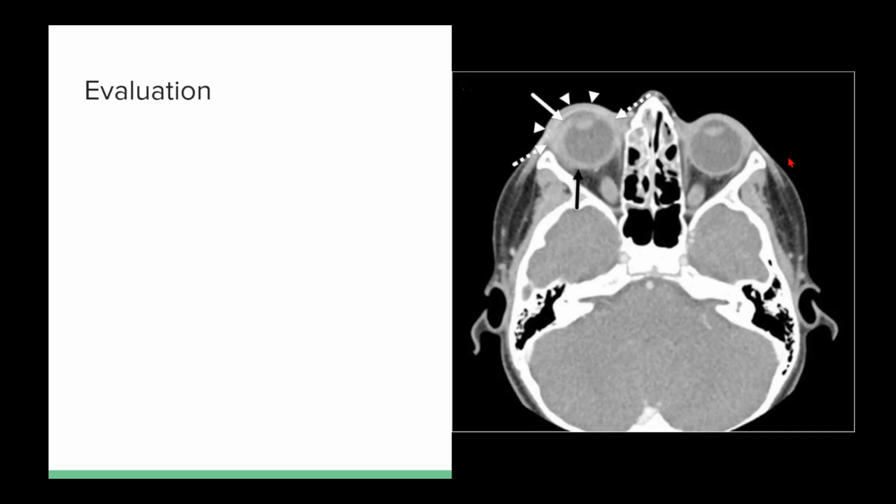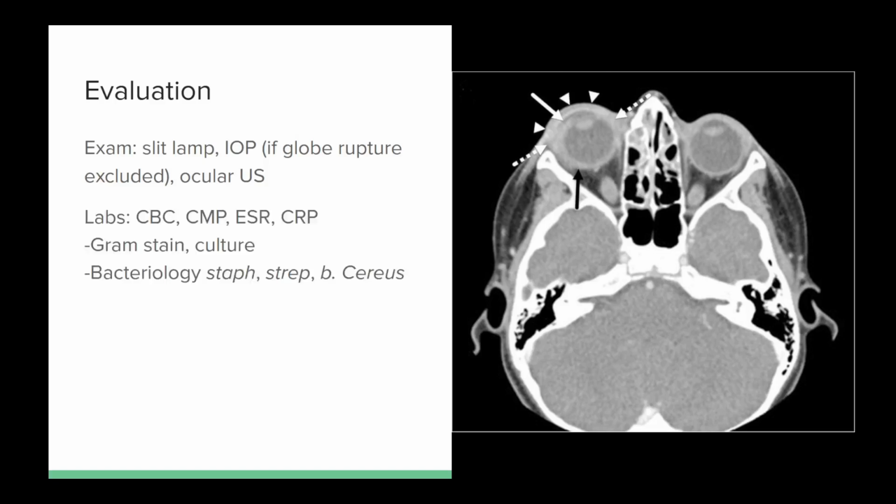Evaluation includes just your basic eye exam, right? So a slit lamp. You want to measure intraocular pressure and use ocular ultrasound if you've confidently excluded a globe rupture. You also need to get labs just to get a sense of how sick this person is. And then most importantly, gram stain and culture of the eye itself to help guide decision making in terms of antibiotics. Imaging, you can do CT with contrast in the ED, that's the best test to get a sense of what's going on inside the orbit.